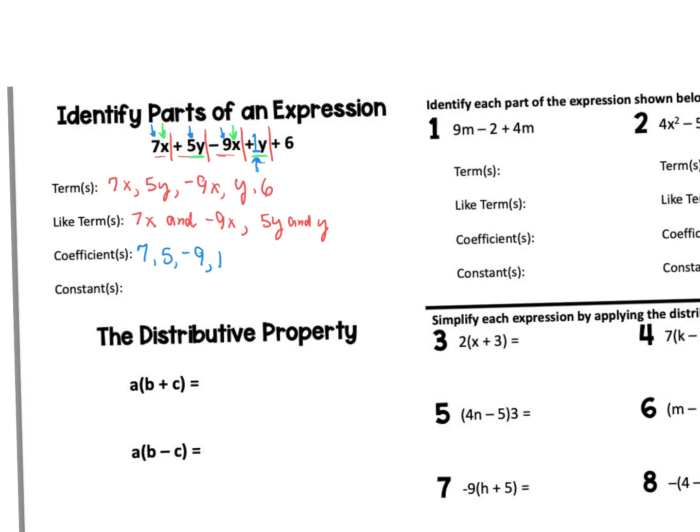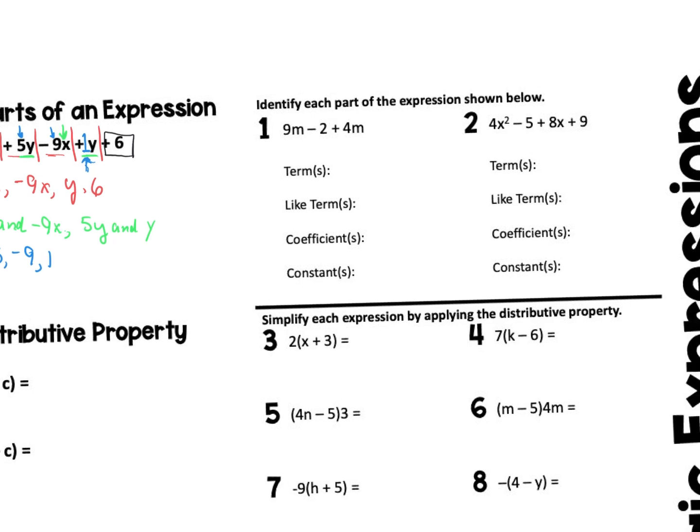And I'm going to rewrite this right here so that you can identify the colors better. So then it's 7x and negative 9x, 5y, and 1y, or just y. And then the constants are those numbers that do not have a variable at all, and that would be your constant.